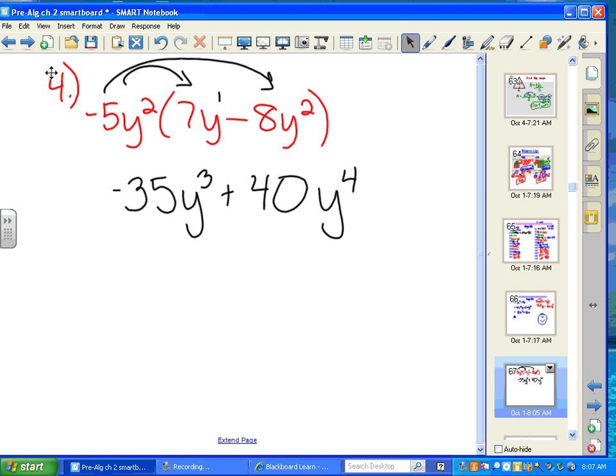Let me say this. This might help you. When you're adding like terms, they have to have the same variable parts. What I mean by that is it has to be the same letter and same exponent. When you're adding or subtracting, it has to have the same variable parts. Multiplying and dividing does not apply to that. So let me say that again. When you're adding and subtracting, they have to have the same variable and the same exponent.